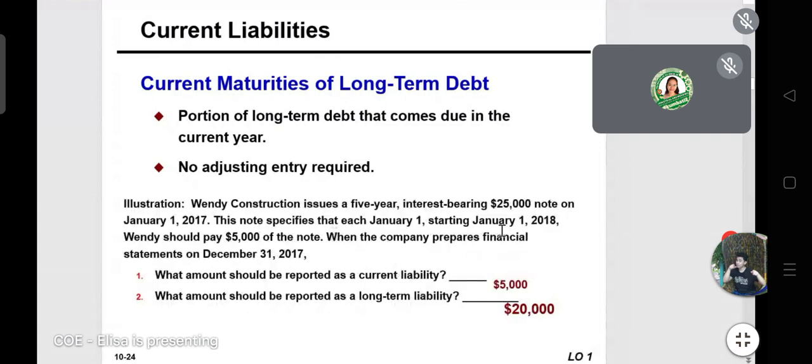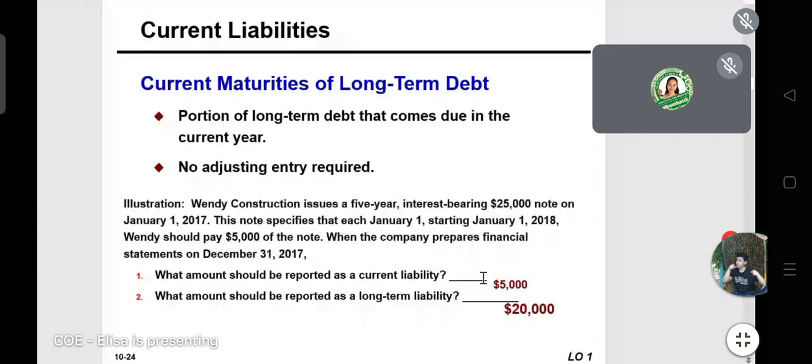So when the construction company issues a 5-year interest-bearing 25,000 note in January 2017, January 1 is the date of the note. This note specifies that each January 1, starting next year, they should pay 5,000 of the note. When the company prepares financial statements on December 31, 2017, what amount should be reported as a current liability? What amount should be reported as long-term liability?